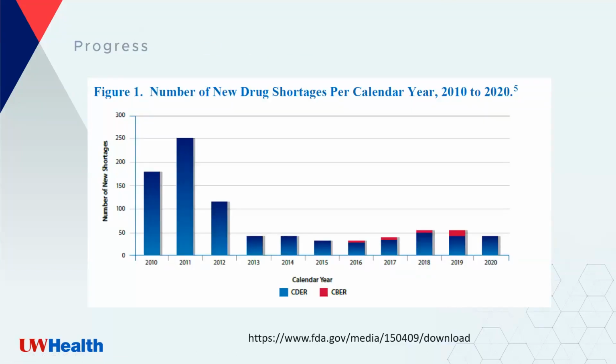So this is pretty interesting. This is the number of new shortages per year. And you can see back in 2011, we really had a lot of new shortages, where now it's been pretty steady since about 2013. There's around between 40 and 50, I guess, per year, new drug shortages. These aren't the continuing ones.